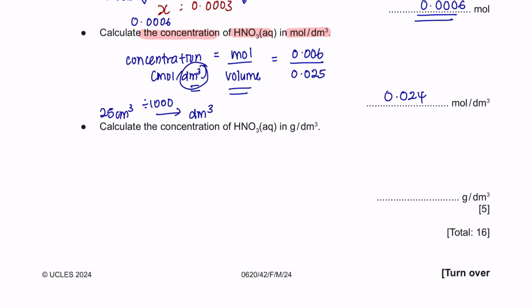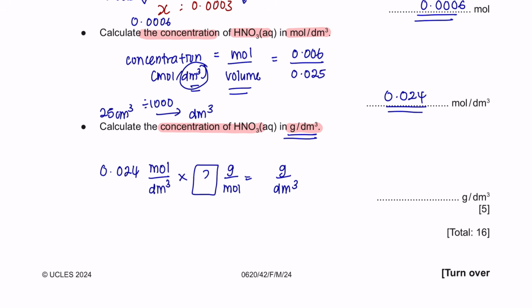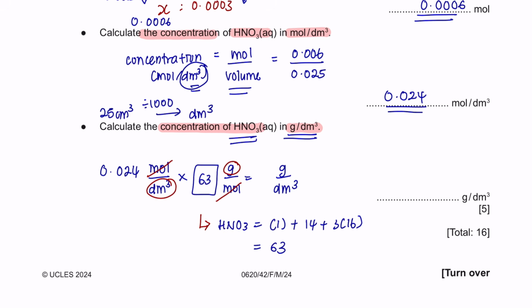And the last step, calculate the concentration of nitric acid but in grams per dm³. So the same concentration, but we're looking to find it in gram dm³. So we need to do a unit conversion. To do that, we're going to have to multiply by the molar mass of nitric acid. Because if we do unit conversion, as you can see, we will be left with grams per dm³. So the molar mass of nitric acid is 63. So 0.024 times 63, we will get 1.512 grams per dm³.